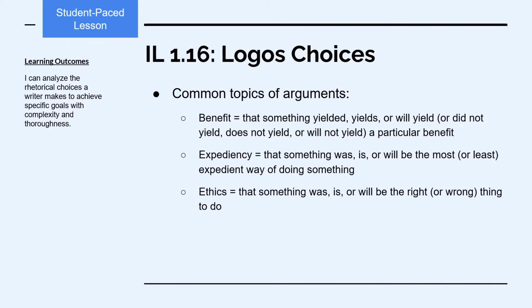An argument of benefits is an argument that says that something yielded, yields, or will yield a particular benefit. An argument of expediency argues that something was, is, or will be the most expedient way of doing something. And then finally, an ethical argument, an argument that something was, is, or will be the right thing to do from an ethics standpoint.